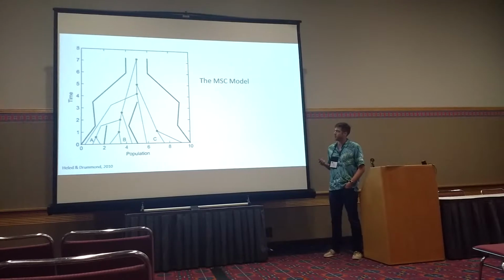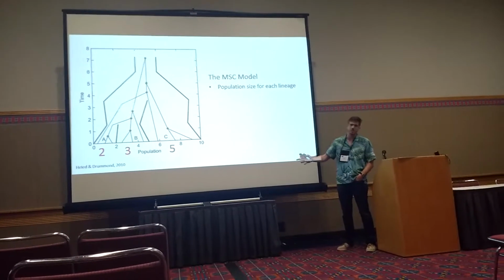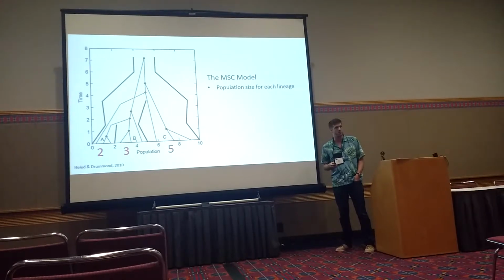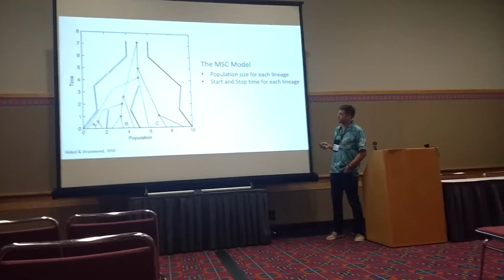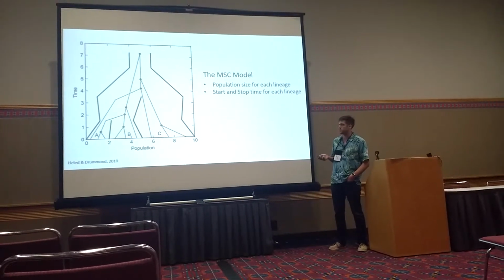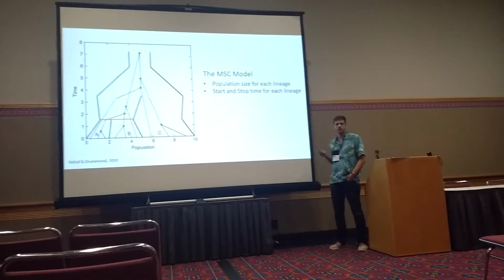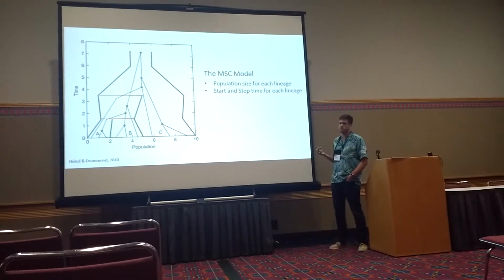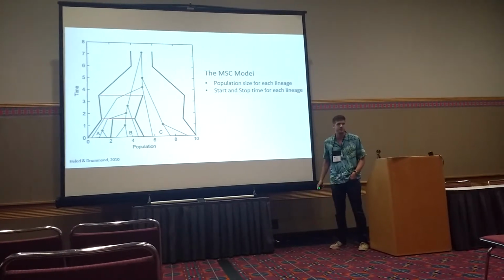So, very briefly, in the MSC model, everything has a distinct population size. This is a prior that you need to specify in the model. Additionally, there's a start and stop time for each lineage. So, for example, species A and species B stop here and become species AB. Likewise, if you go further back in time, species AB coalesces into species ABC, the ancestral species of the whole group.